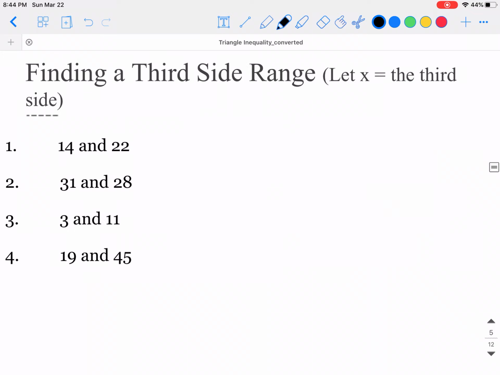You're also able to find a third side range. So you can find a range of values that your third side can be equal to. In this case, we're going to let x equal the third side. The inequality that we're going to use for this is A is less than X, which is less than B.